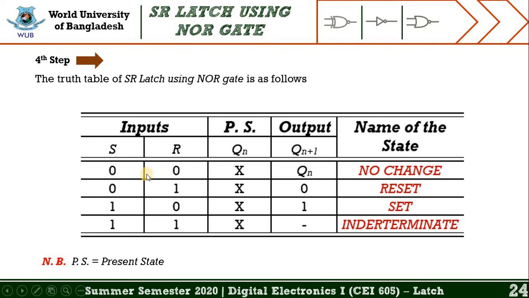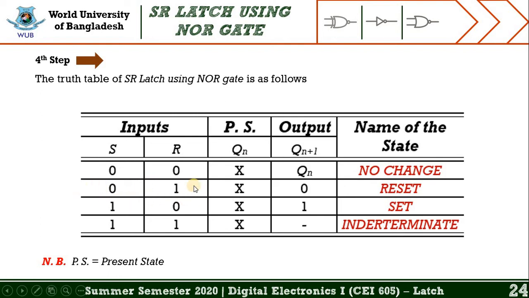Well, the truth table, or the state transition table, of the SR latch using NOR gate is as follows. We have already explored the four cases of the two input combinations, which are 00, 01, 10, and 11, and what we have got as the output result. So when both inputs are 0, 0, then we can call this state no change.